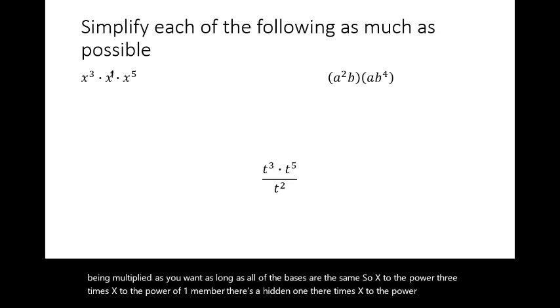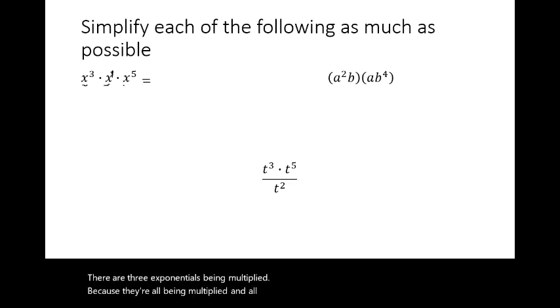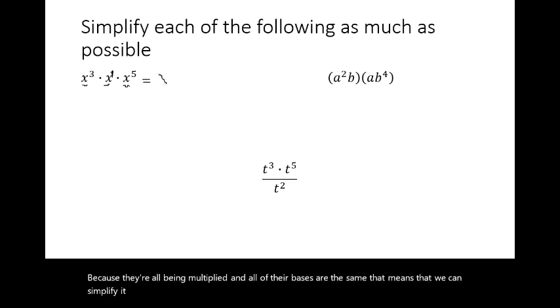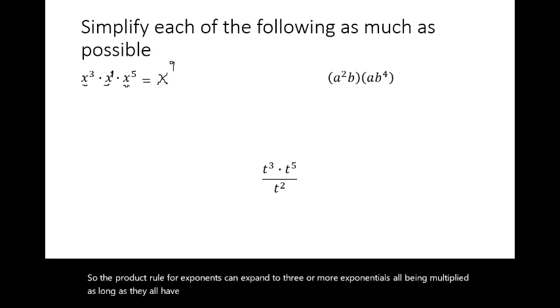Yes, there are 3 exponentials being multiplied, but because they are all being multiplied and all of their bases are the same, that means that we can simplify it by just adding all of their powers. So 3 plus 1 plus 5 gives you x to the power 9. So the product rule for exponents can expand to 3 or more exponentials all being multiplied as long as they all have the same base.